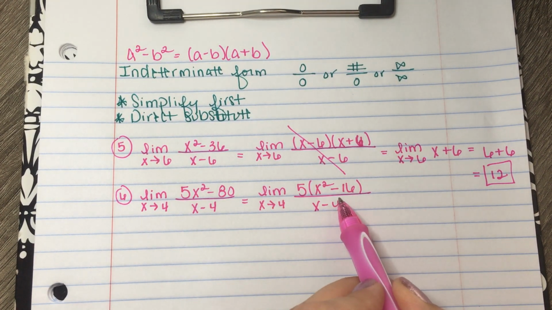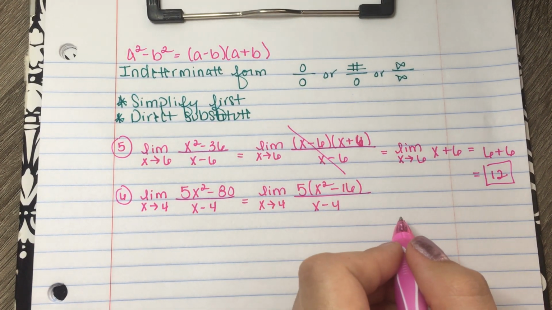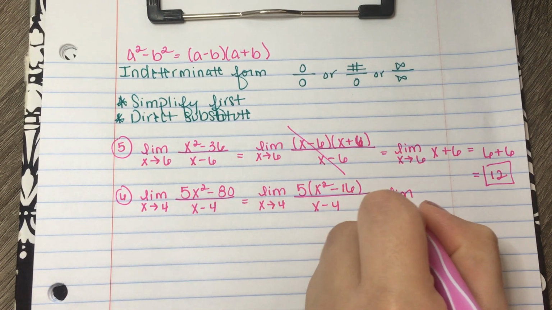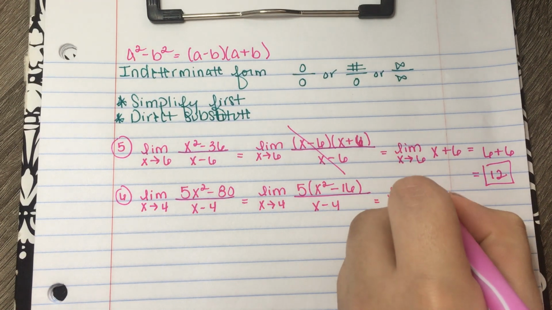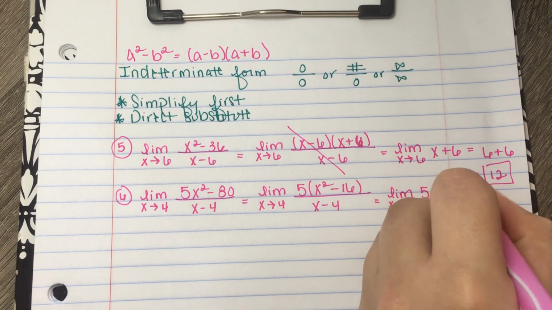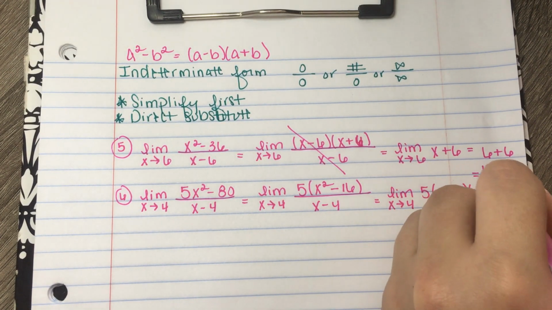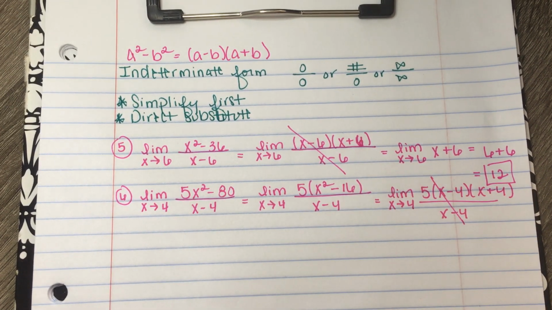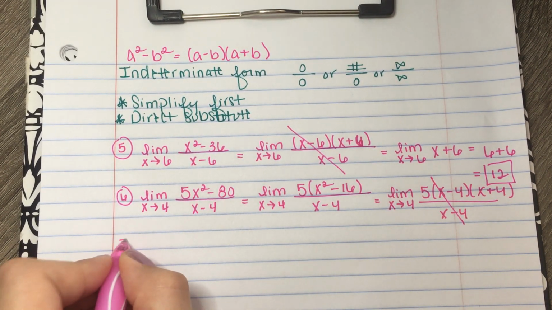And then there's that difference of 2 squares. So we're going to keep it going with the simplifying, which means I'm still bringing along that limit notation. I haven't directly substituted yet. All right, and then I'm going to factor some more, and we get x minus 4, x plus 4 in the numerator over x minus 4. And then now x minus 4 over x minus 4 is equal to 1, and I'm coming down here now.